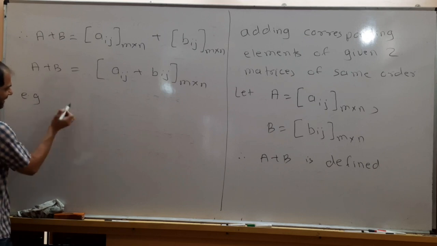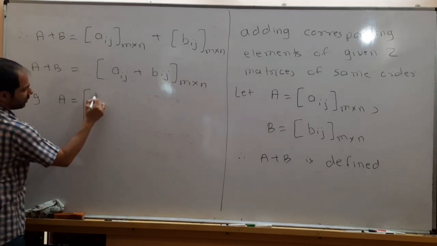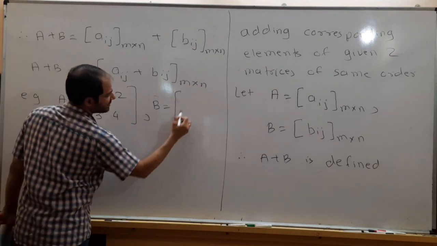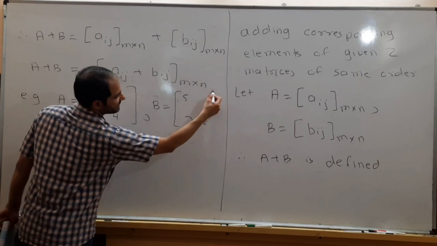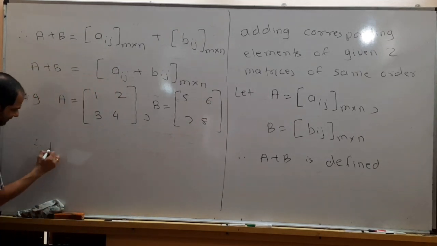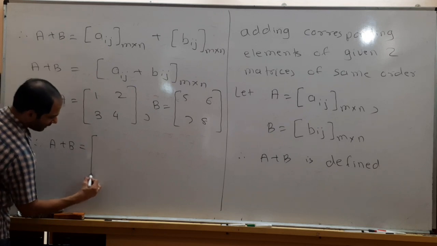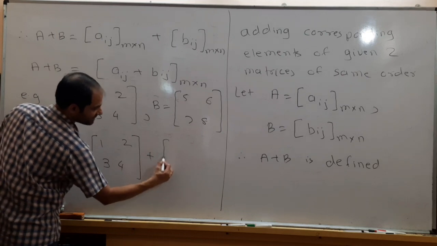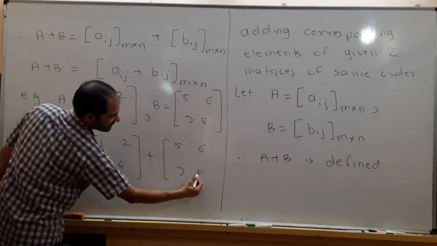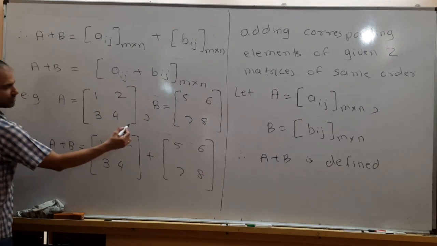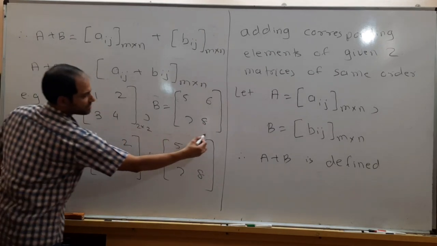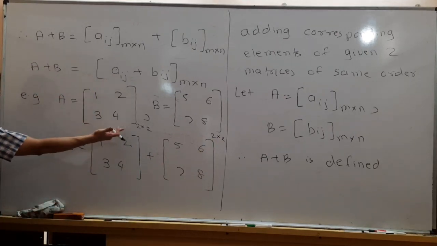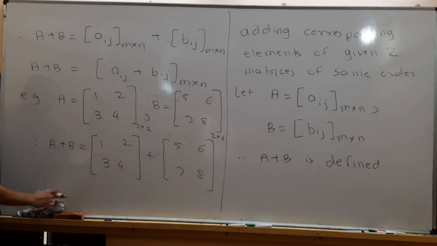Okay, I'll consider a simple example. A is 1, 2, 3, 4 and B is 5, 6, 7, 8. So then A plus B will be 1, 2, 3, 4 plus 5, 6, 7, 8. This is 2 cross 2. This is also 2 cross 2. So I am not writing that they are of the same order. 2 cross 2, 2 cross 2, so A plus B is defined. So I am just adding.